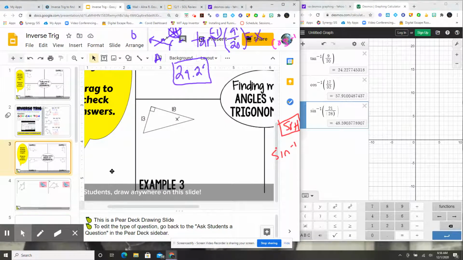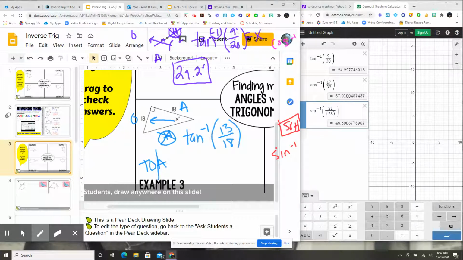Last one. Start off exactly the same. Identify the O, identify the H or A. We don't have an H. So it's got to be tangent. I'm looking for the angle, so I've got to put that little -1 to hold that degree symbol because I don't have an angle. I'm looking for it. And then TOA is O over A, so 13 over 18.